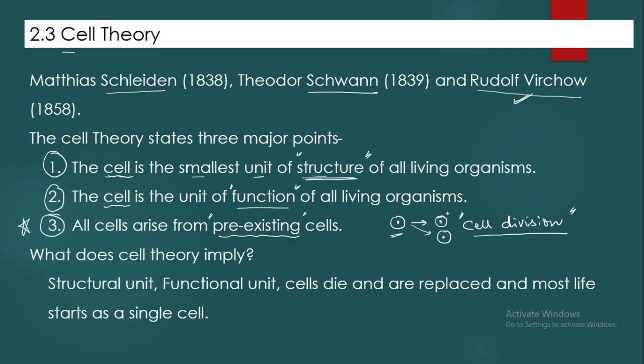So what does the cell theory imply? That the cell is the structural unit, the functional unit, that cells will die and they will be replaced, and most life would have started as a single cell. These are some of the things that we can expect, because we are following the cell theory, we are believing in the cell theory, and that is why these things are all possible.